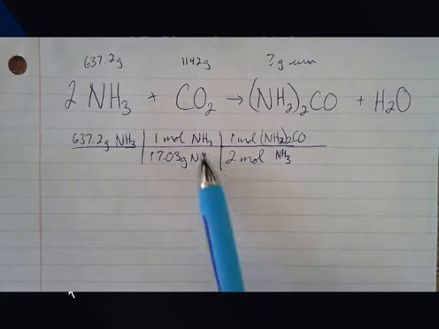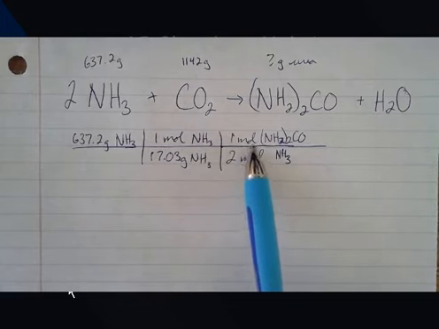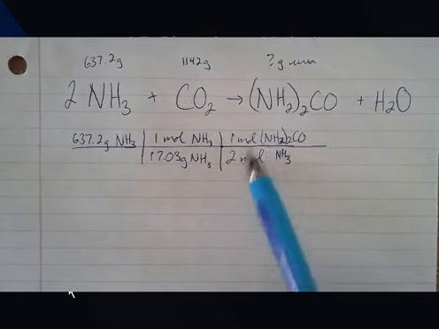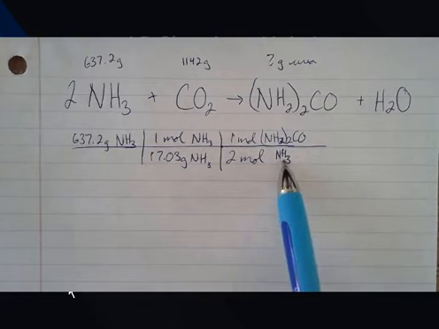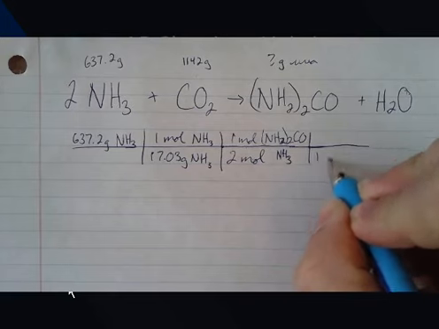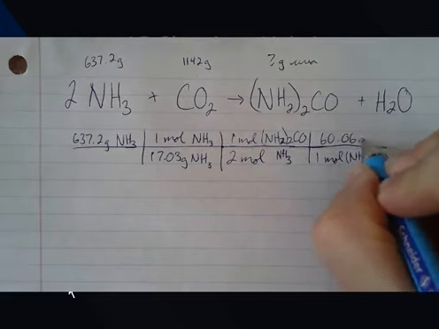This is where it's really important to actually write out the substance that you're talking about, because you're switching. They're both moles. And so if you would just write 1 mole over 2 moles, it's really easy to get them switched around because you're not paying attention to which one cancels. One last step into grams, we're going to use the molar mass, which is 60.06 grams.